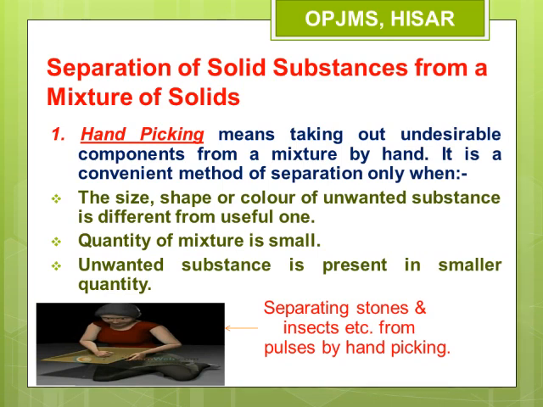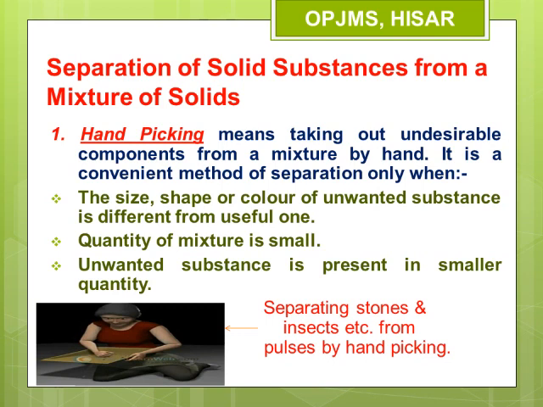When we buy grains and pulses from the market, they sometimes contain undesirable components like small stones. And these components look very different from the food grains. They are of different size and color as well. That is why they can be spotted easily, and such undesirable components can be removed by hand picking.